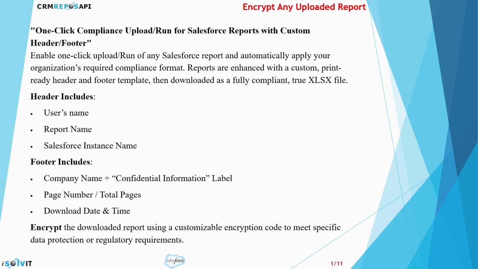The header and footer overview. This section outlines how each part of the header and footer is automatically generated and where every piece of information originates. The left header: the user's full name, retrieved from Salesforce user information. The middle header: the report name, taken directly from the uploaded or selected Salesforce report. The right header: the Salesforce org instance name, automatically detected from the connected org.